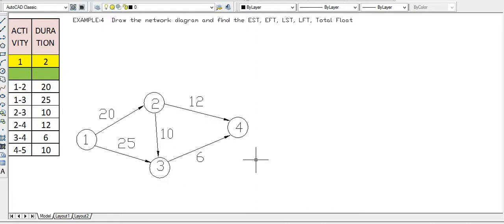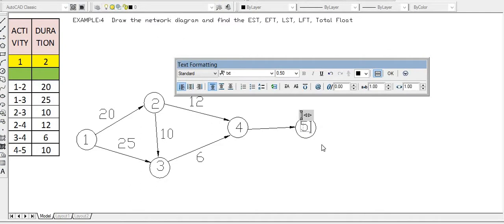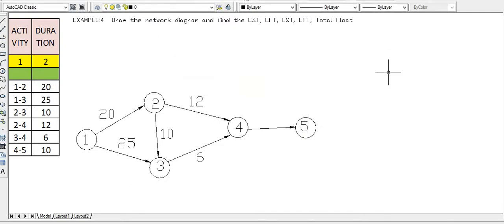Then the last activity is 4 to 5, which has 10 days. So we will draw the last as a straight line, and we will have this as 5. And what about the days? 4 to 5 has a duration of 10. So 10 has been repeated, so we will copy the same 10 here.